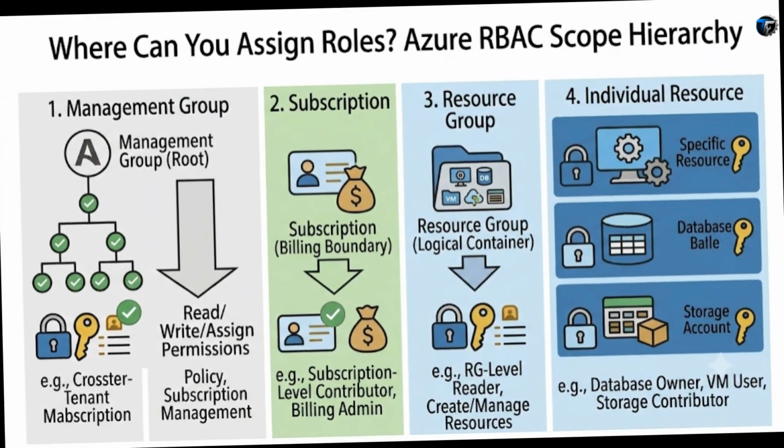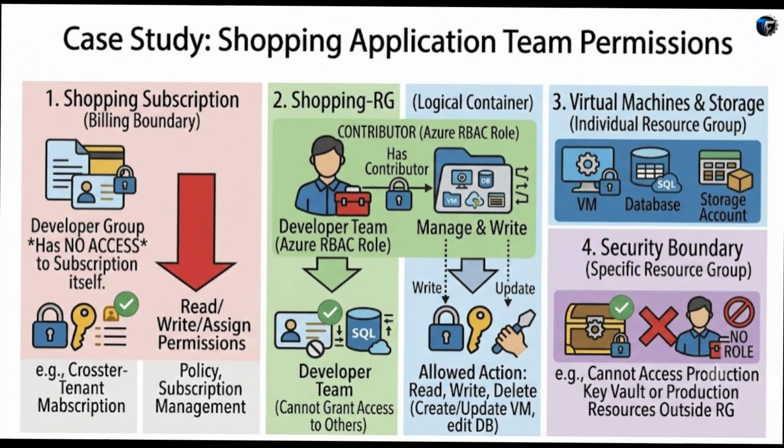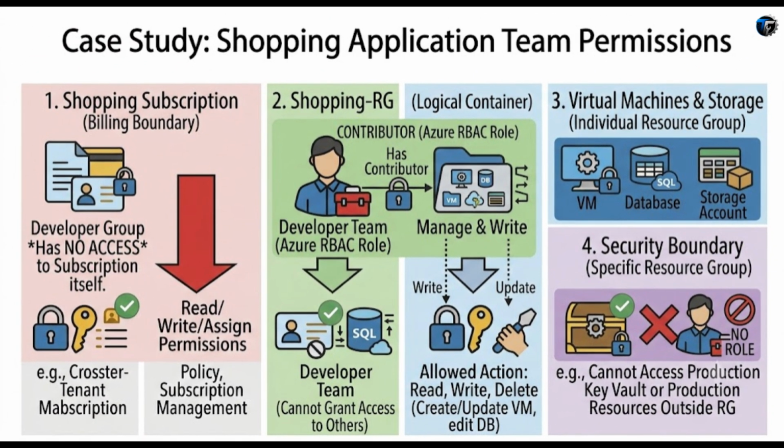One of Azure RBAC's biggest strengths is scope. You can assign permissions at Management Group, Subscription, Resource Group, or Individual Resource. Permissions automatically flow downward through the Azure hierarchy. Let's revisit our shopping application. The development team receives Contributor access to the shopping resource group. They can deploy applications and update infrastructure. However, they cannot change permissions or access production subscriptions outside their project.